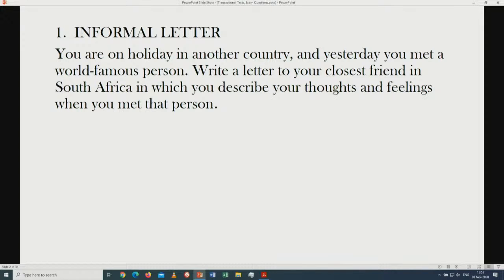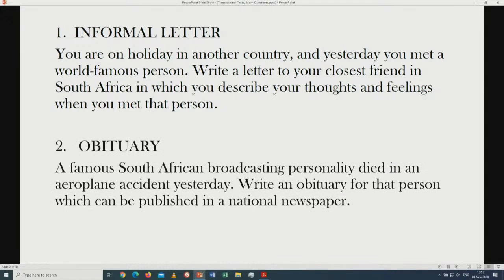Okay. It's not that difficult, and incidentally, this would be quite an easy choice, because if you look at the topic, it's very user-friendly. Yesterday you met a world-famous person. Okay, so you write a letter to your closest friend in South Africa, and you describe how you felt when you met this famous person. This is quite a fun one, because it's one of the few times you're ever going to get to meet your heroes, even if it doesn't really happen. Okay, let's take a look at this.